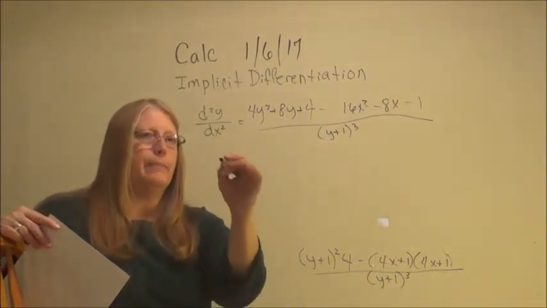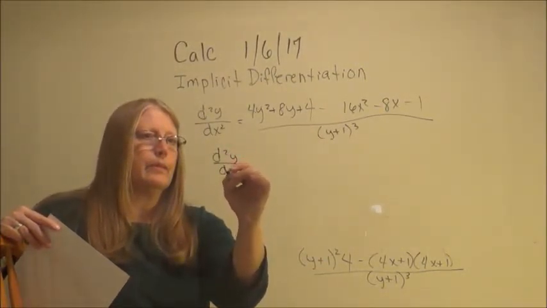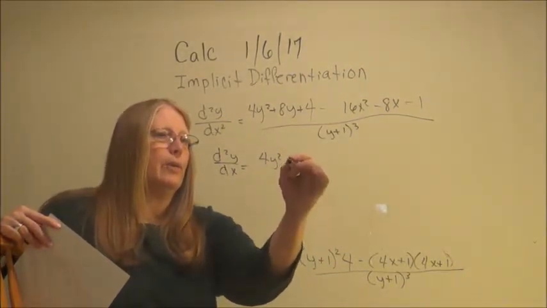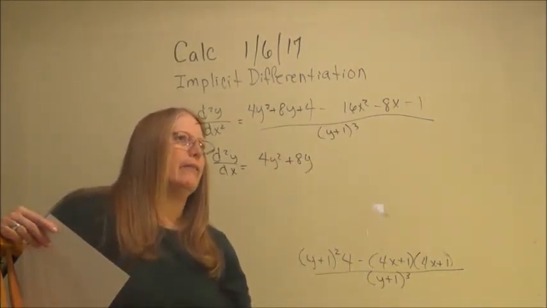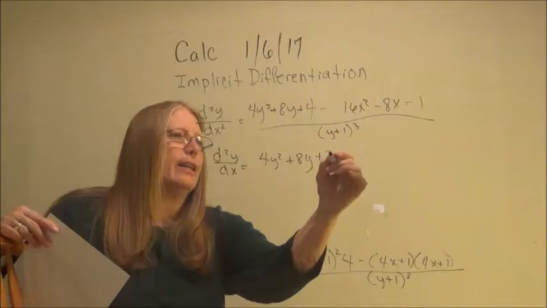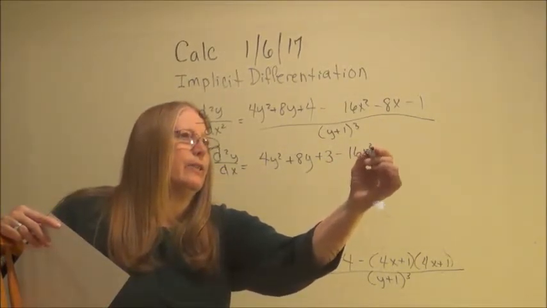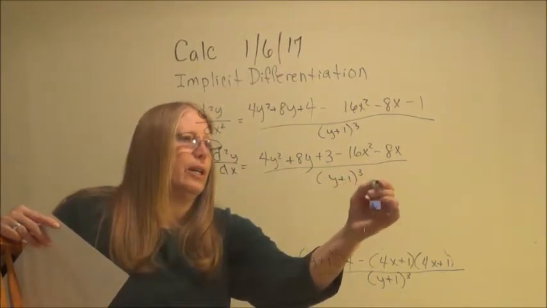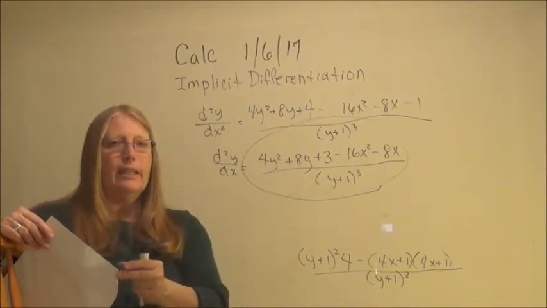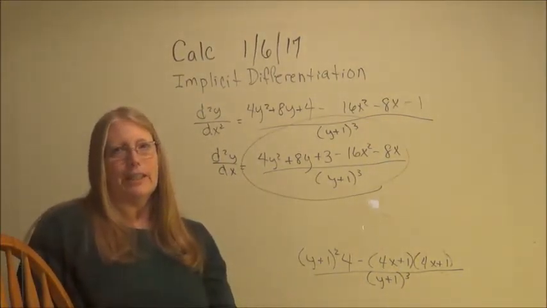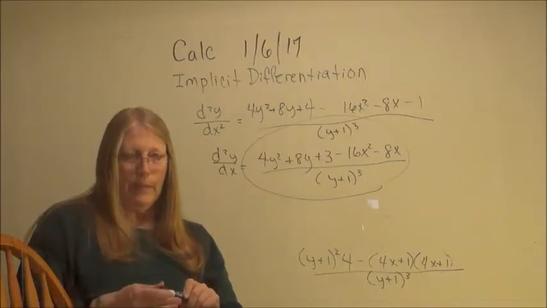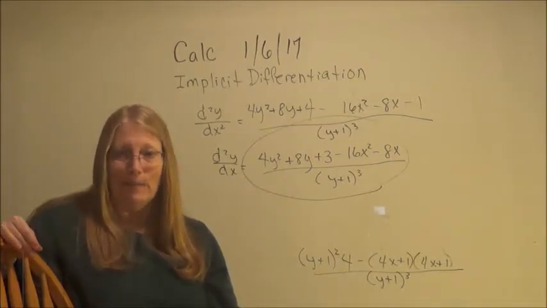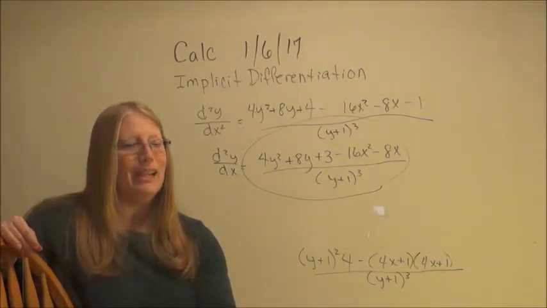Alright, so on the top, I get 4y squared, which won't combine with anything. 8y won't combine. I have a 4 and a minus 1, so I'll make that into a 3. 16x squared doesn't combine, and 8x, all over y plus 1 quantity cubed. That is indeed your second derivative. So, alright, hopefully that brought back good memories, and if they weren't so good, maybe they're better now. It's always better the second time around.